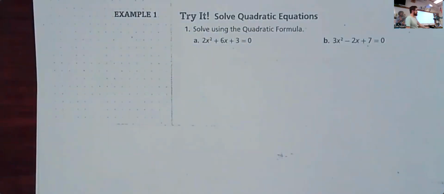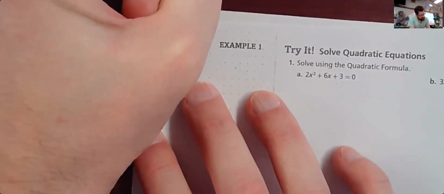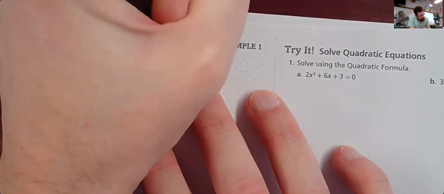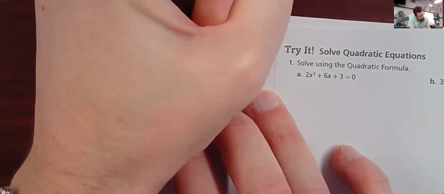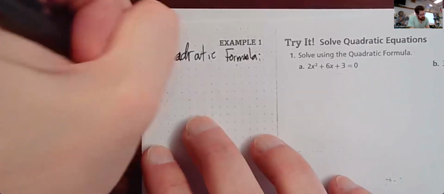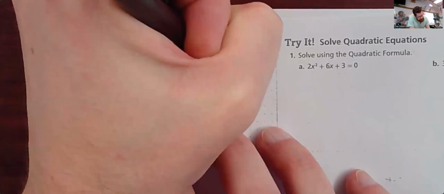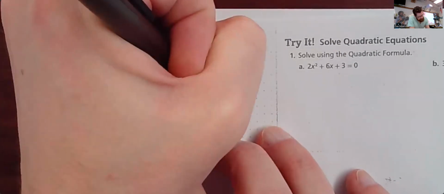So flip the page over. Now, the quadratic formula, actually, let's just go ahead and write off to the left here, quadratic formula. All right, now off to the left, let's just write it down. X equals the opposite of b plus or minus the square root of b squared minus 4ac. That whole thing gets divided by 2 times a.